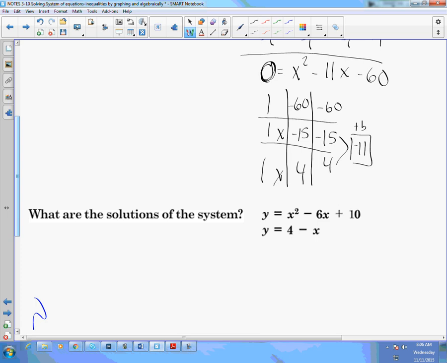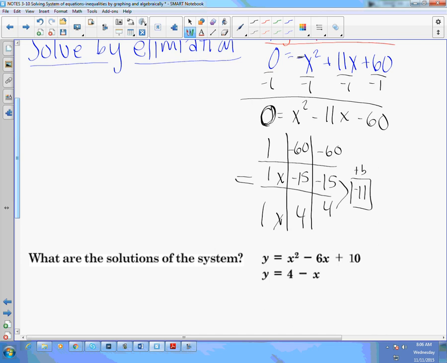1 times 4 is 4. 1 times negative 15 is negative 15. 1 times 1 is 1. 1 times negative 15 is negative 15. Then we get binomials, equal to 0. So what are the binomials that come out of our tic-tac-toe?